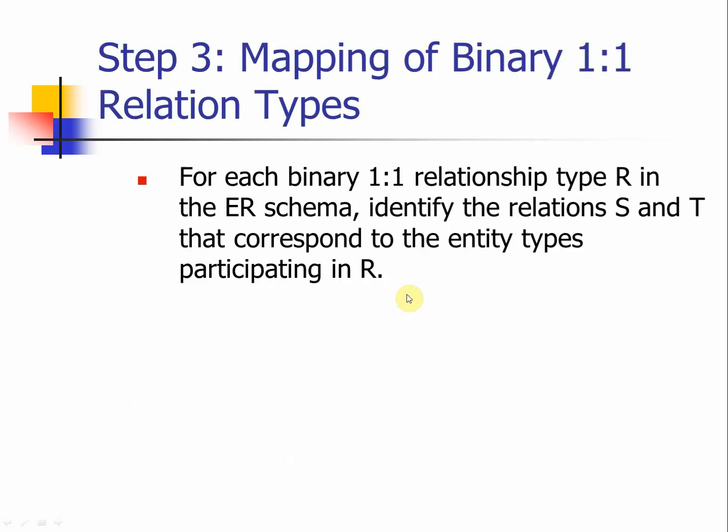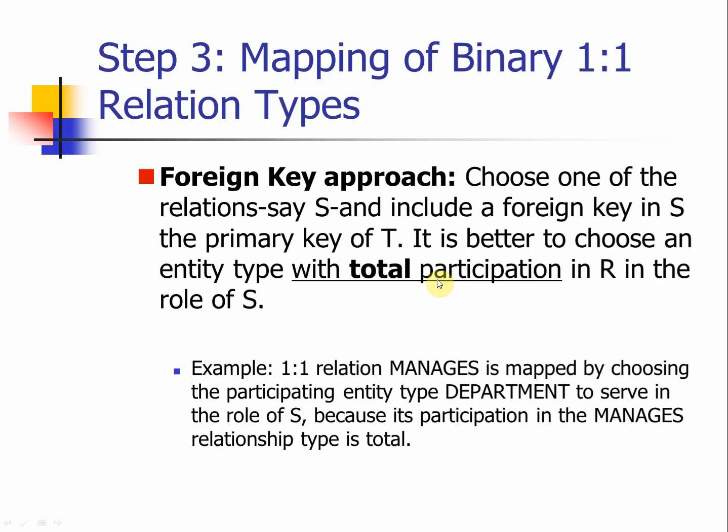For each binary 1-to-1 relationship type R in the ER schema, identify the relations S and T, indicating that the relationship connects 2 entities. We want to find those 2 entities corresponding to the entity types that participate in R. Then we choose one of the relations, say S, and include as a foreign key in S the primary key of T. What that's trying to say is that the relationship will convert into a foreign key.